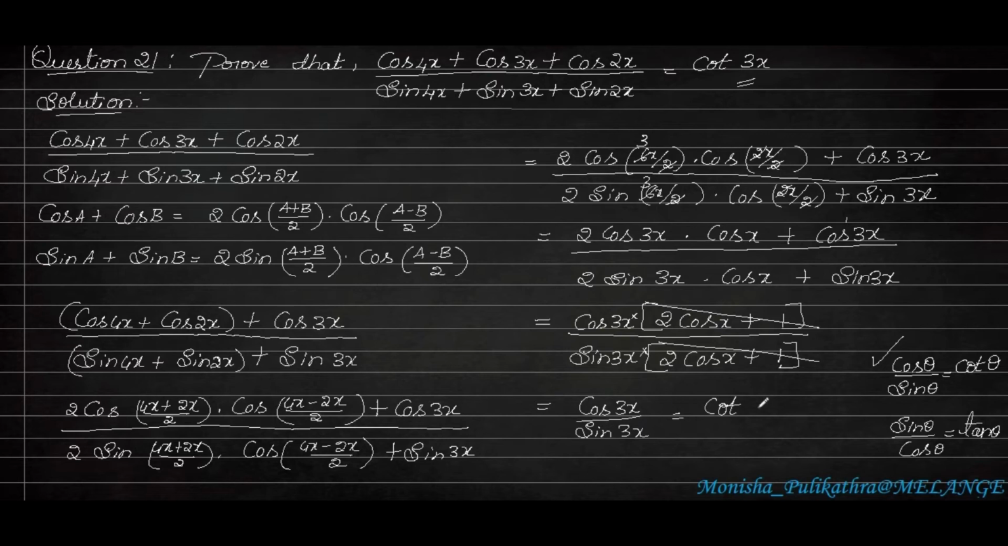So cos by sin is equal to cot. Instead of theta, here 3x is there. So we can write it as cot 3x. So whatever we need to prove, we obtain that. So write it down, hence proved. I hope you understood this.